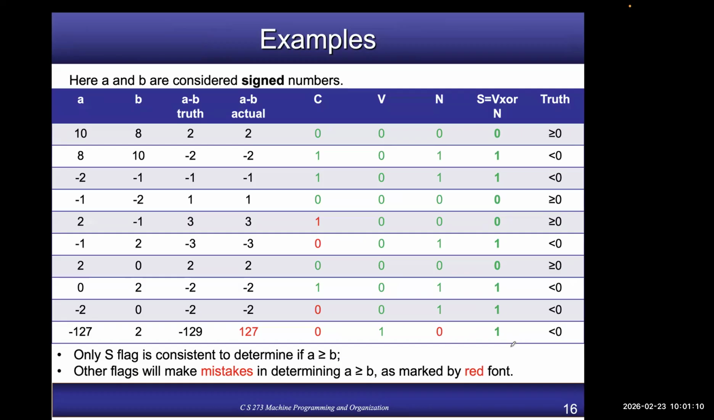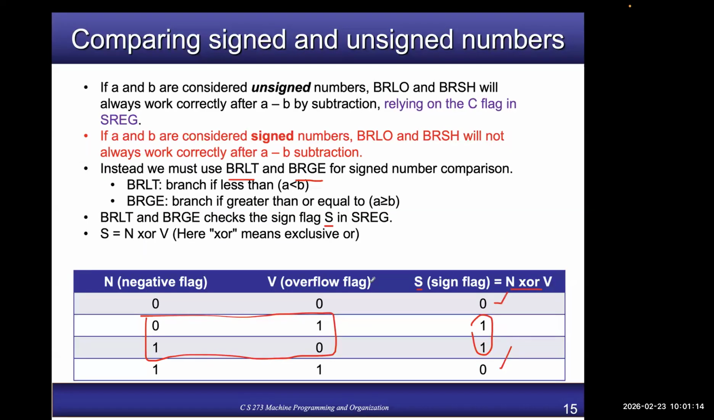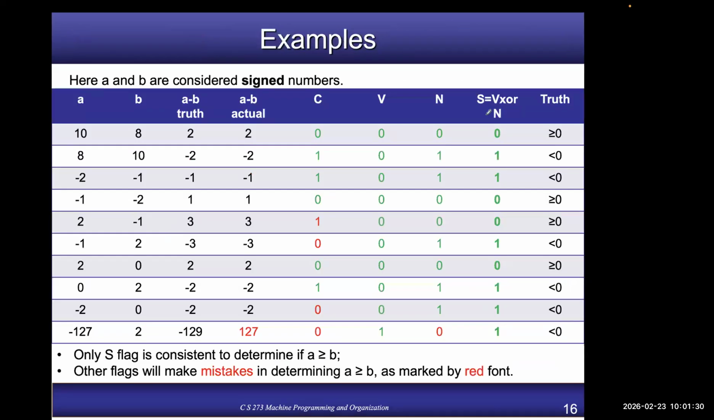What is the purpose of this table? The purpose of this table is the following. It is actually emphasizing this point. If numbers are signed, we cannot rely on the C flag because sometimes C will give us correct information and sometimes it will give us incorrect information, right? So we cannot rely on the C. It is just highlighting that.